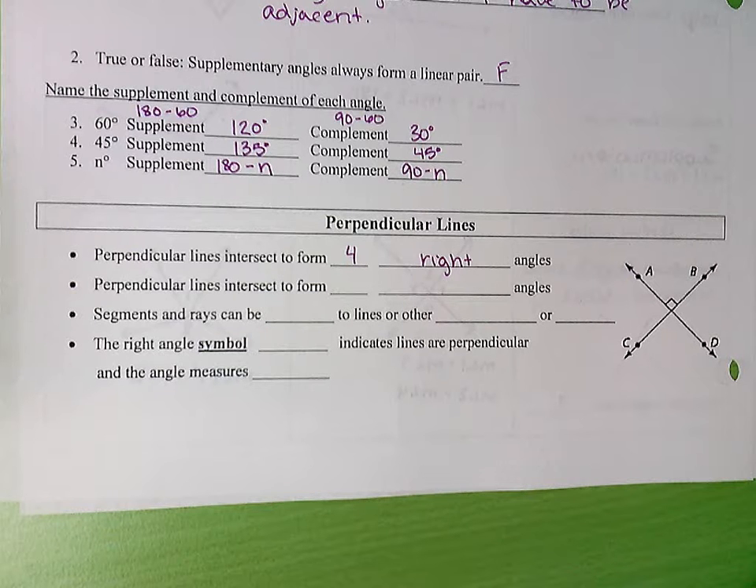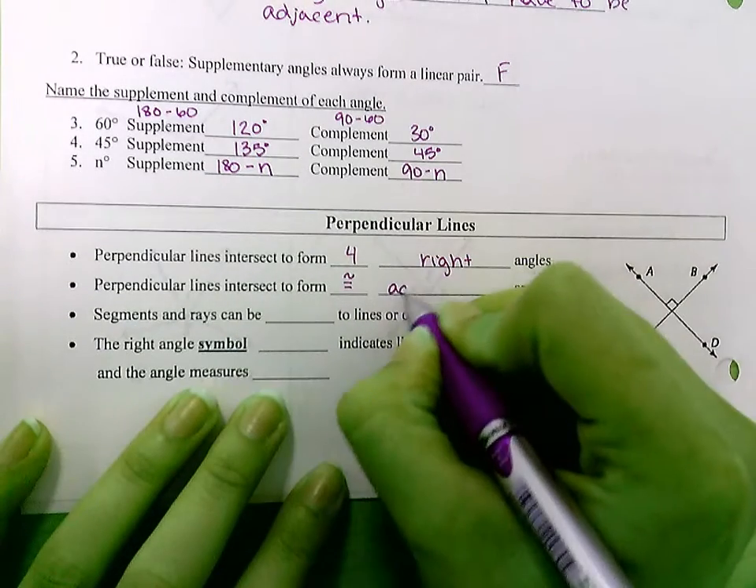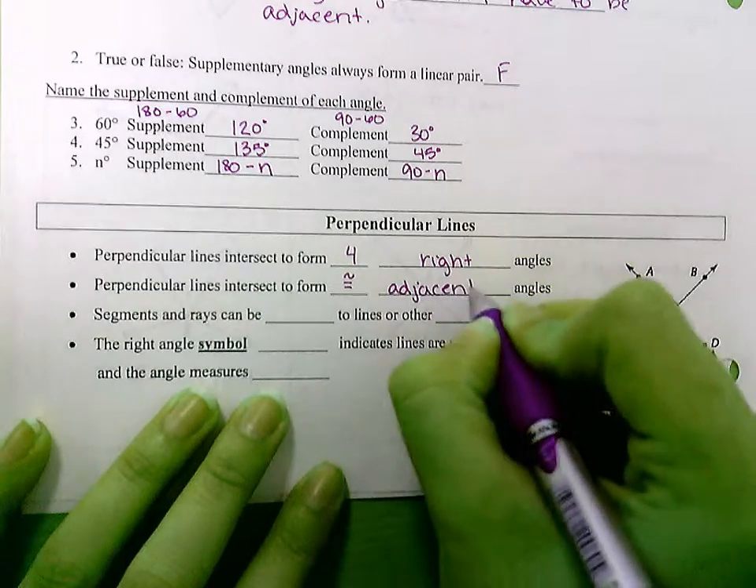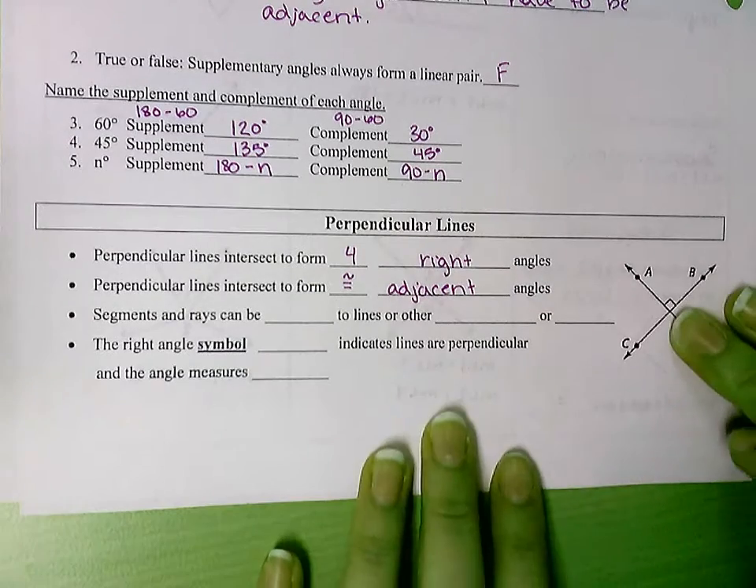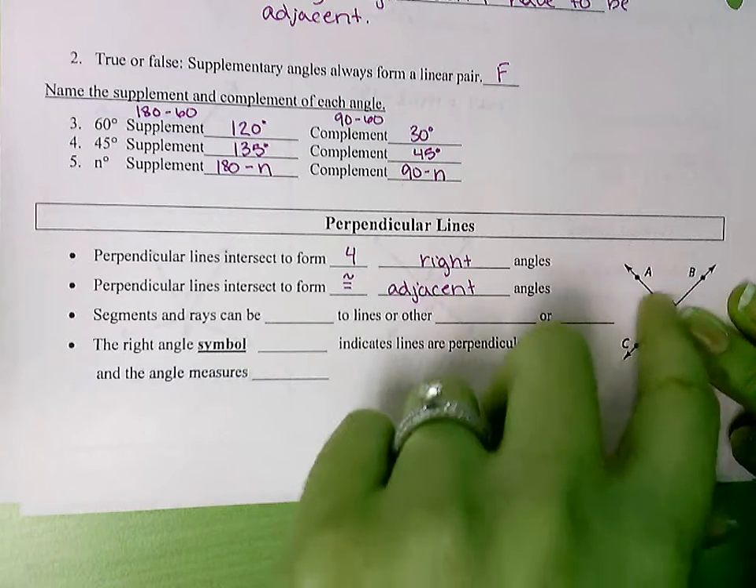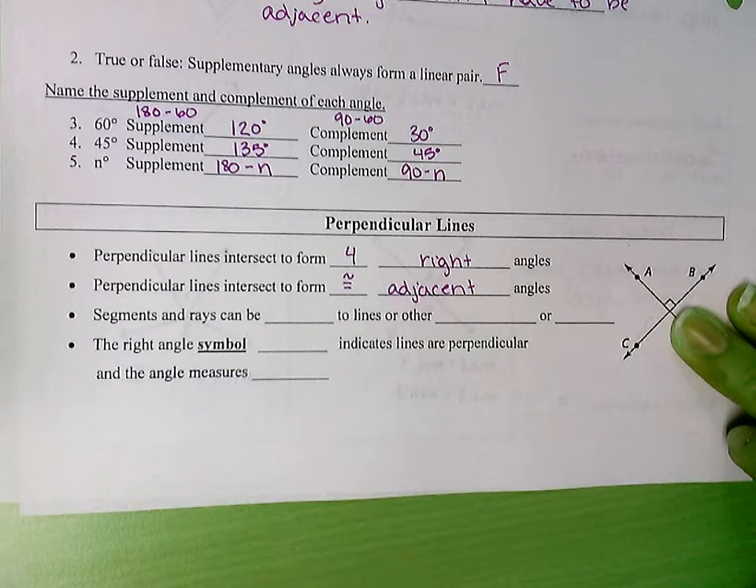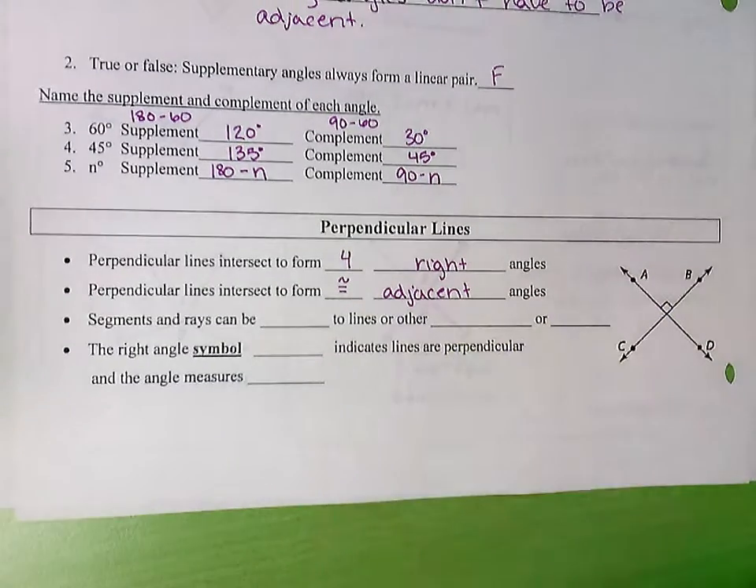Perpendicular lines also intersect to form congruent, adjacent angles. If I have perpendicular lines here, those two angles would be congruent because they'd both be 90, and they would be next to each other. Same thing if you did it here, or the other way as well. So they form those congruent adjacent angles.